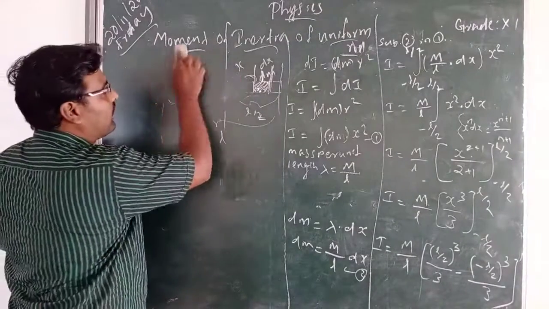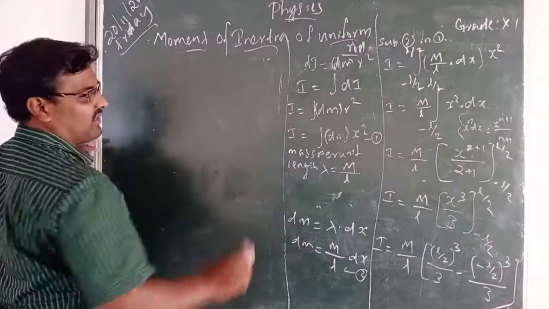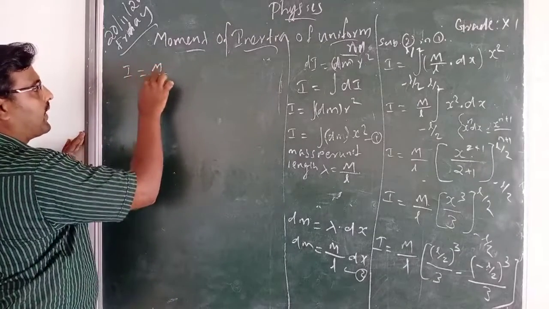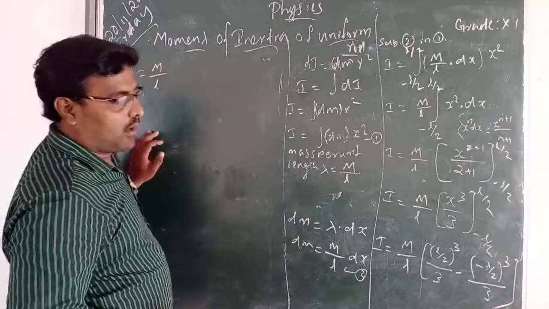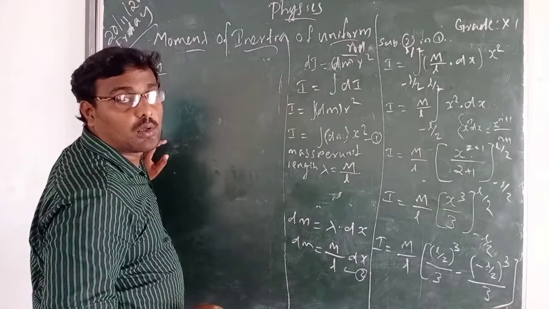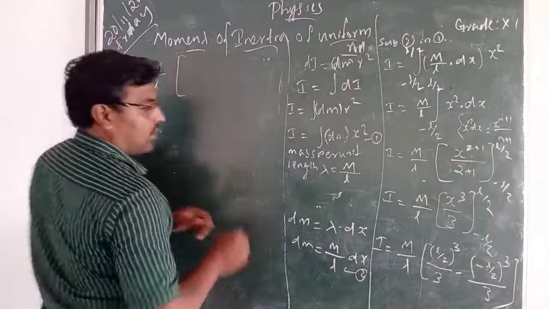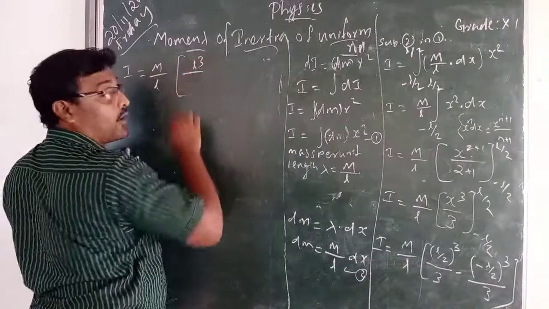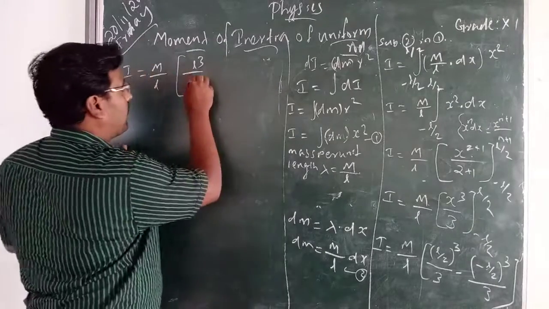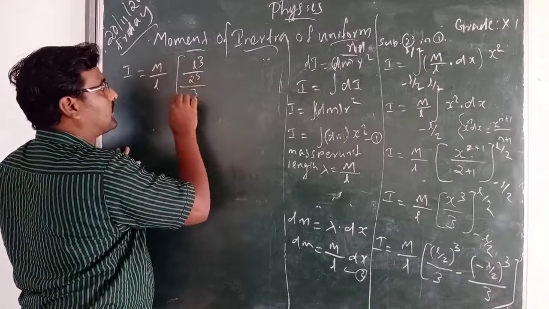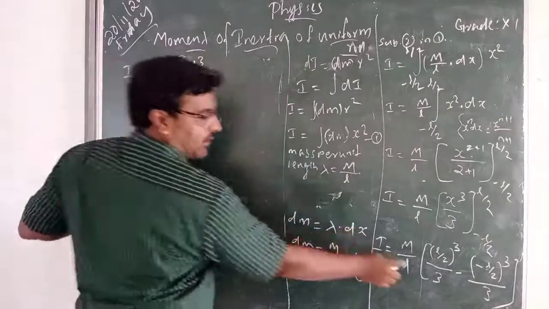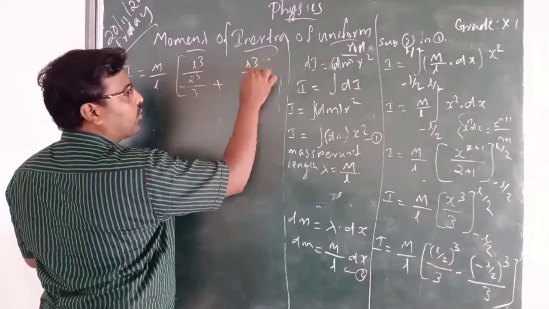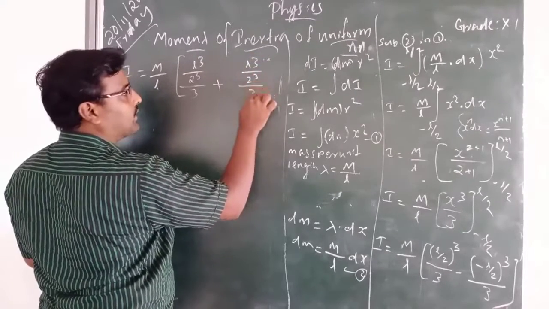Now next step. I equals m by L, L by 2 cube. So what will come? L cube by 2 cube. 2 cube is what? L cube by 2 cube by 3. Here also, minus into minus plus, the same L cube by 2 cube by 3.